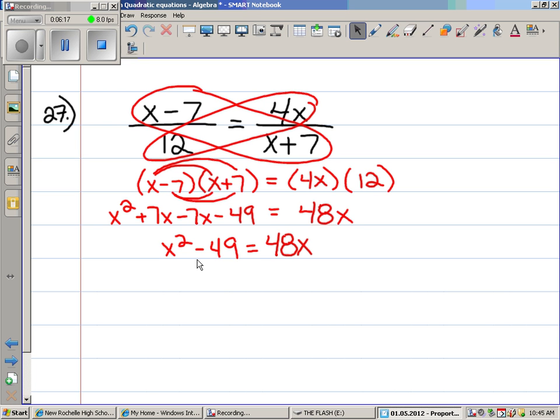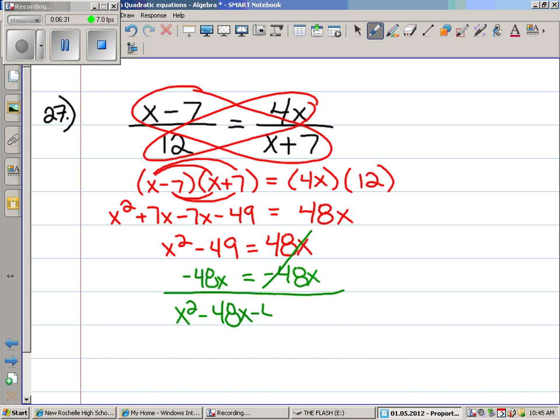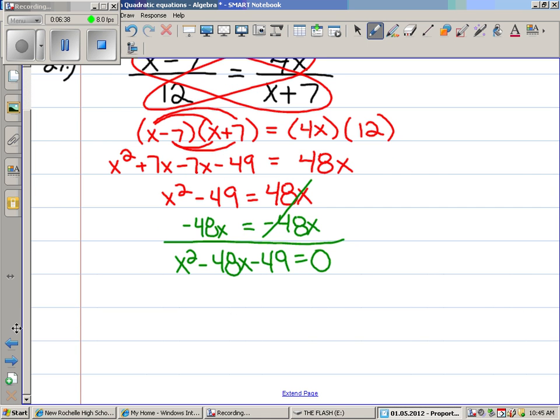Now, what do we do next? What's the next step? We're going to be subtracting 48x from both sides. Subtracting 48x from both sides. We're going to set it equal to 0. And then after you set it equal to 0, what does Achilles yell? Factor! We're going to factor. Can you think of two numbers that multiply to be negative 49 but add to be negative 48?